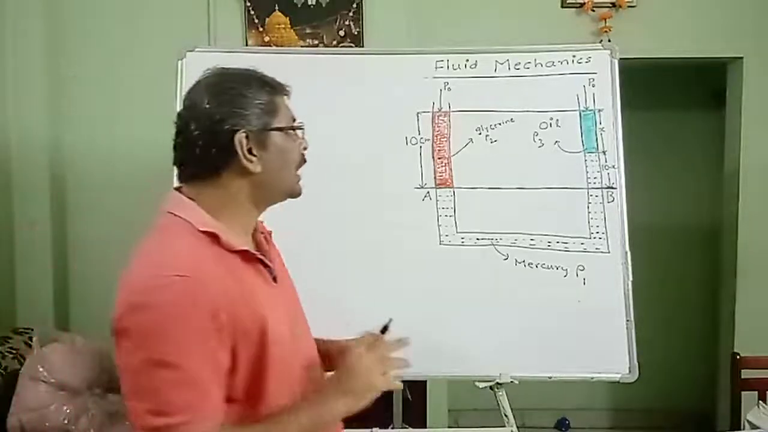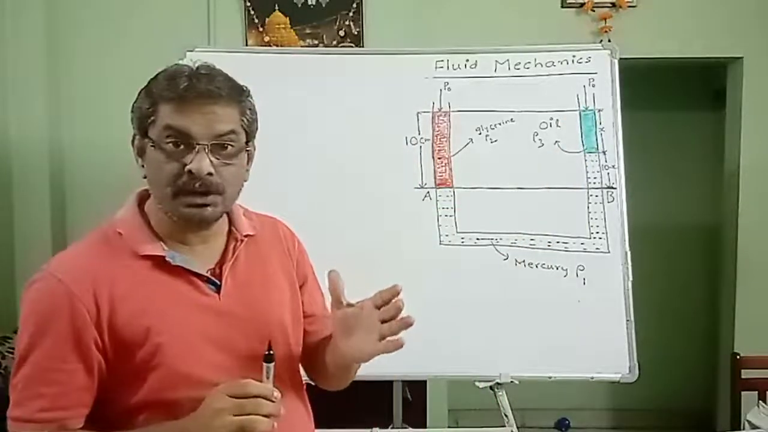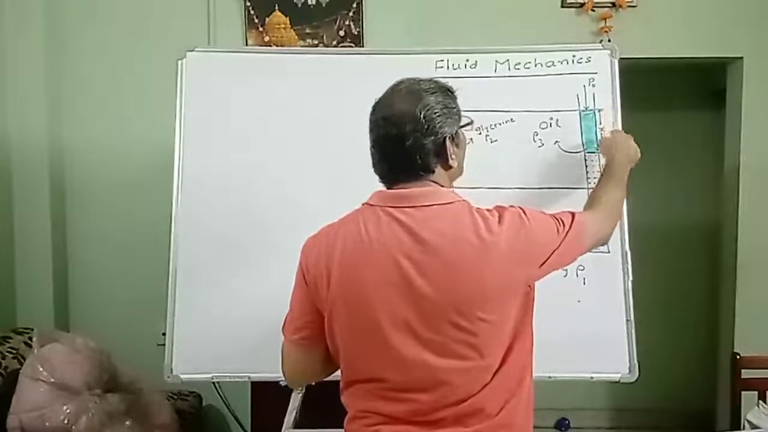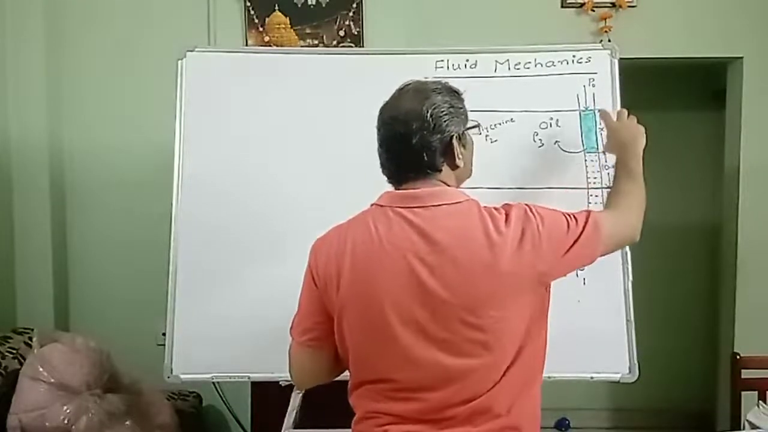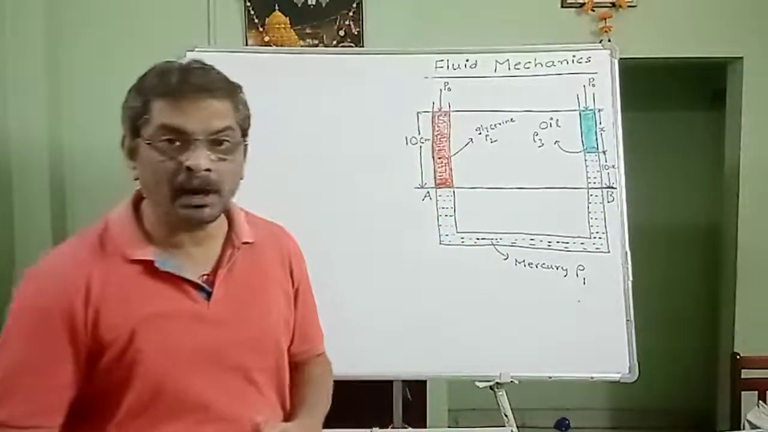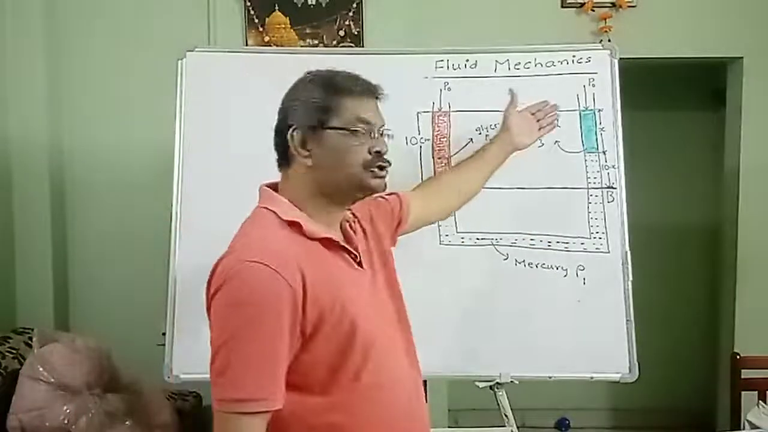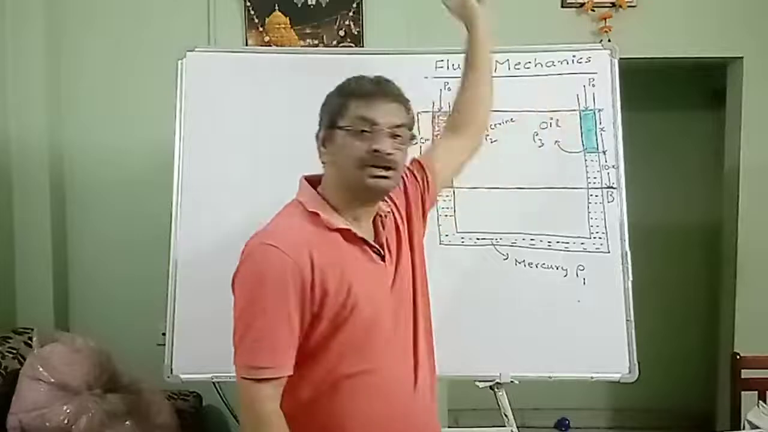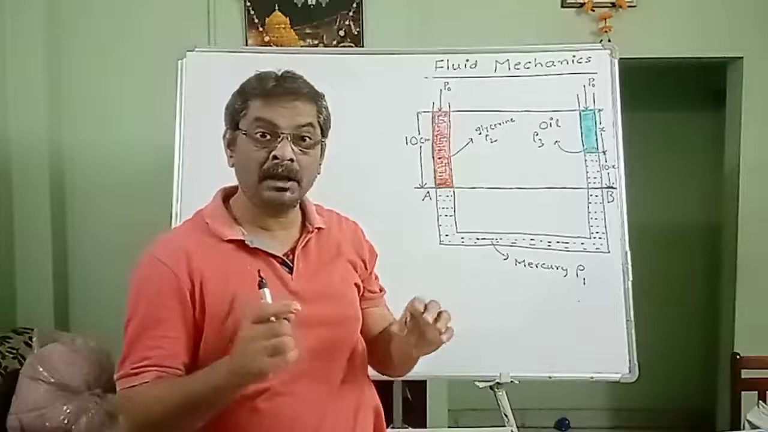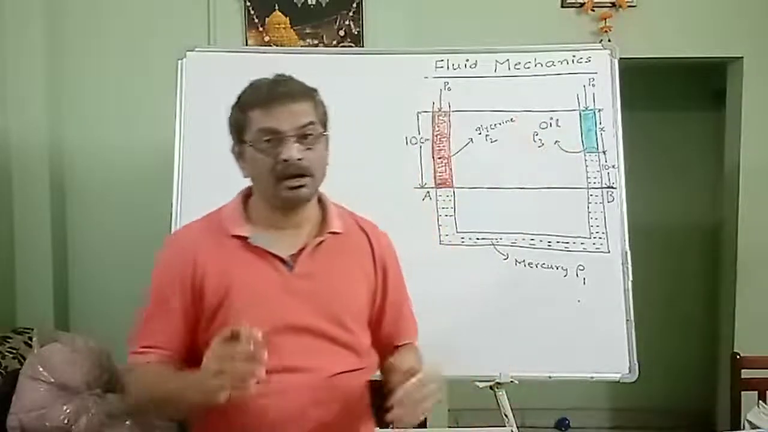Now I'm assuming that the length of the oil column will be x, then the length of the mercury column will be 10 minus x. By looking at the diagram, it is very clear. Let x be the length of the oil column, then the length of the mercury column will be 10 minus x.